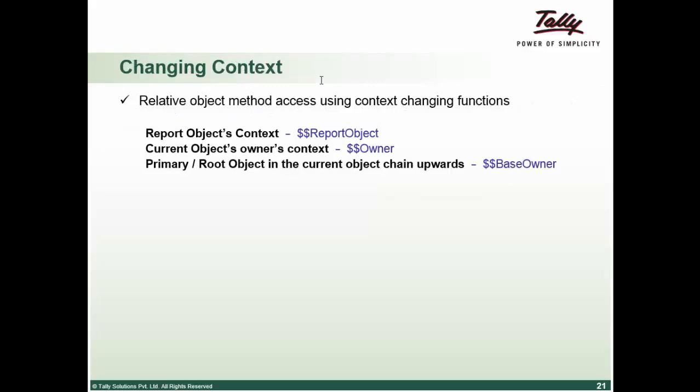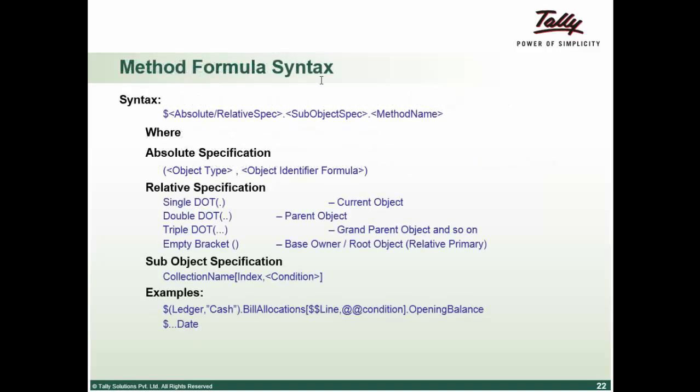Now, talking about changing the object contexts, relative object methods access using the context changing functions. We can make use of functions like $ReportObject to connect any method to the object context of the report. Owner's context, $Owner function can be used to go up in the hierarchy of the data object to fetch a value. Or you can make use of $BaseOwner function to directly call a value or a method from the primary object.